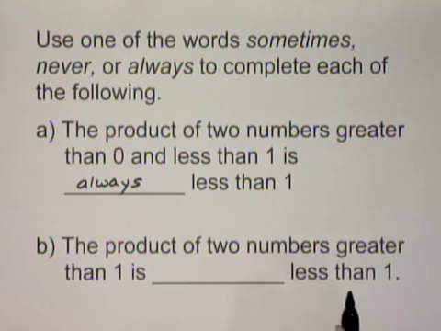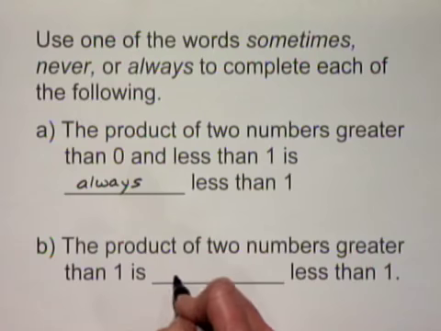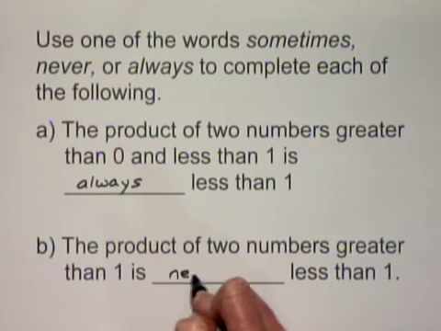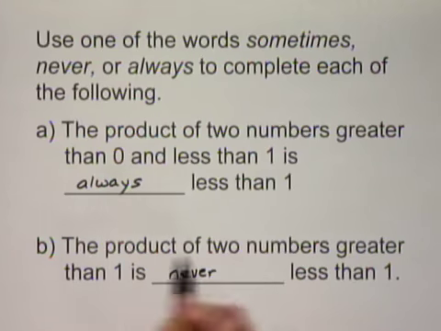For instance, if I have 2 and I multiply it by 7, I get 14. If I have any number greater than 1 and I multiply it by some other number greater than 1, I cannot get a number less than 1. So we're going to write never in this blank. And we have a couple more of these.